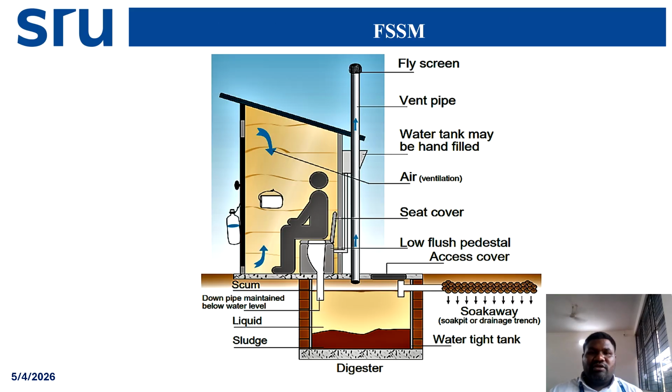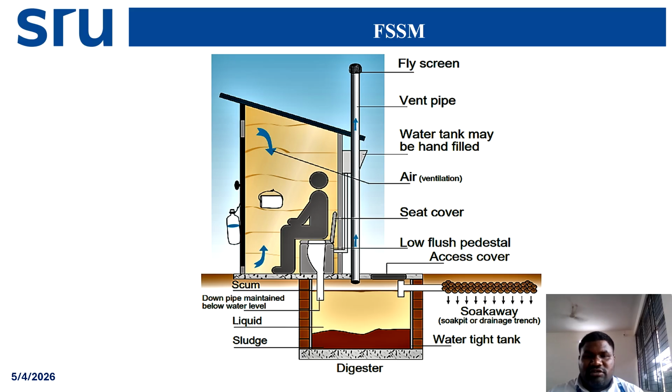FSSM. See these pictures, it is a realistic picture. One person is releasing sludge. Here is the digester tank. The sludge is at the bottom, above the sludge is the liquid, then the scum volume. The wastewater is sent to the next unit, the soak pit, where the water gets filtered, and this is the aquifer.